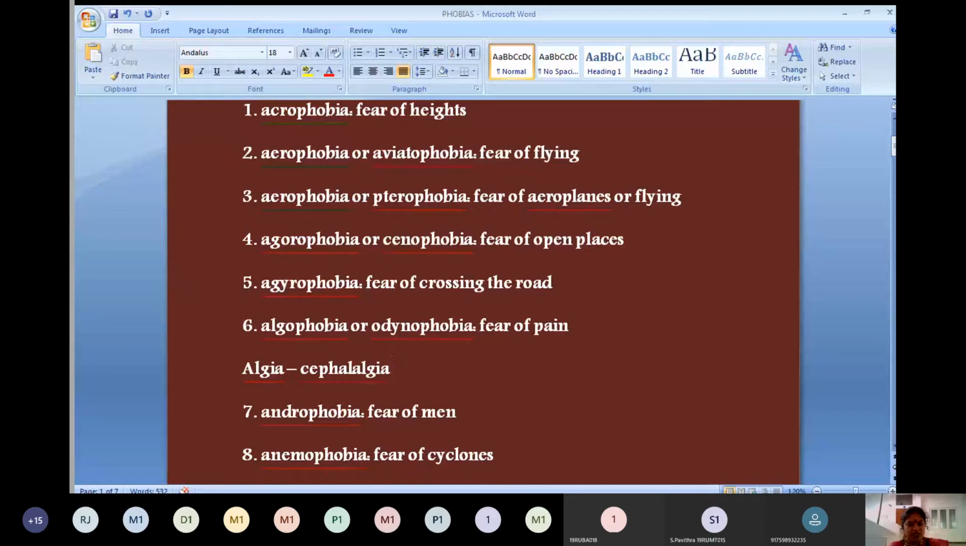See, all these words are derived from Greek and Latin terms. English is the only language which borrows from all the other languages. So we are studying innumerable vocabularies regarding phobias. Okay, so algophobia means fear of pain.